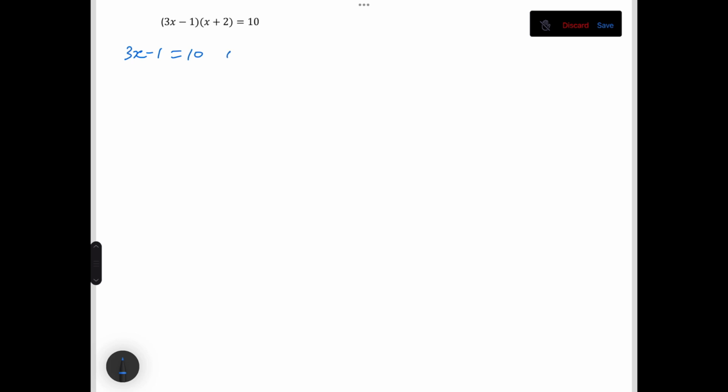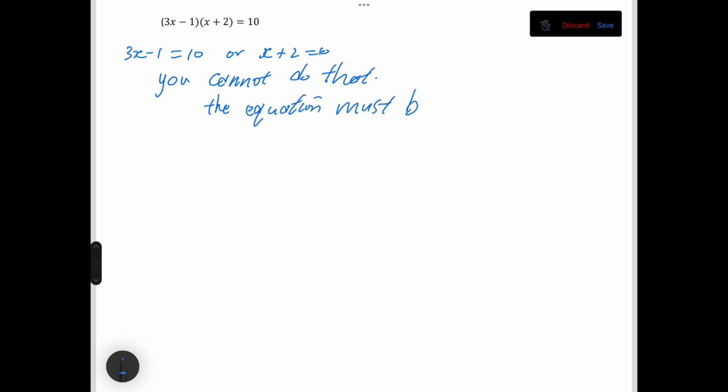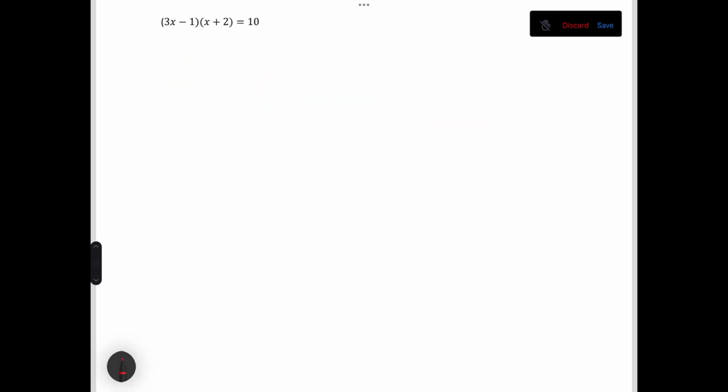And immediately we think 3x minus 1 equals 10, and x plus 2 equals 10. We're done. No, you are not. You can't do that, people. Remember, on the right hand side, I said there must be a 0 for you to put the brackets equal to 0. And so you need to take note of this and not just rush into things. There are reasons why we do certain things. So take note, be careful, don't make your own formulas.